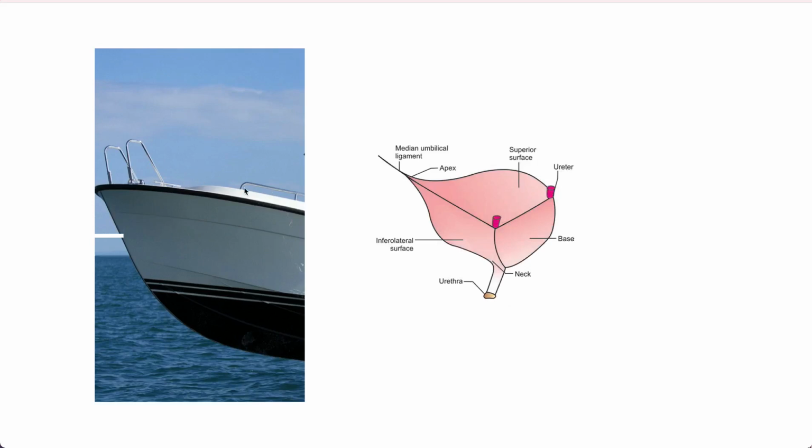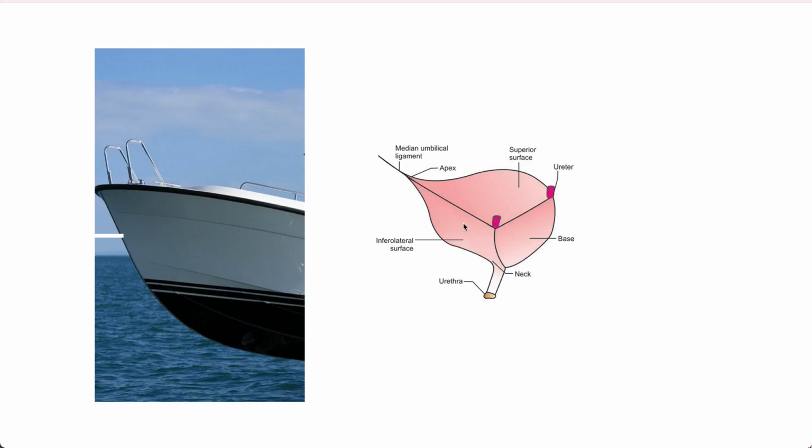We all know this part of the boat is called the dock, and then these are the two surfaces, resembling exactly like this. So my urinary bladder looks like this much part of the boat, and these surfaces on both the sides are called the inferior lateral surfaces. They are slanting and widening up on the top. So these are the inferior lateral surfaces present on both the sides.